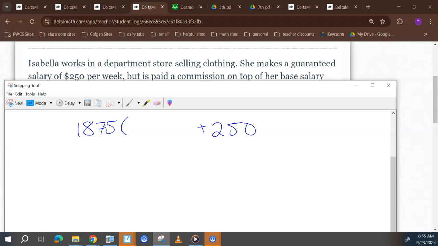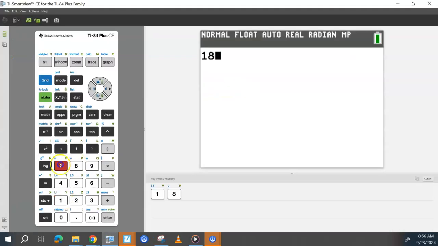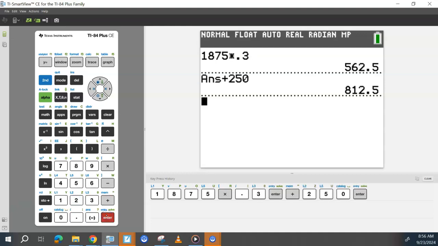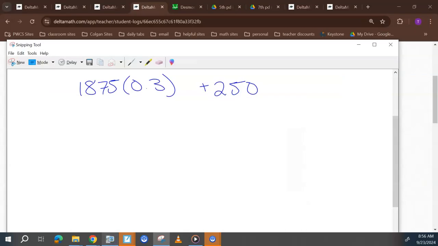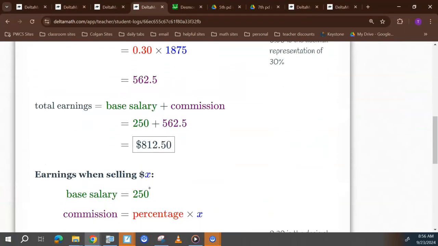And you could put this in as 30% or change it to a decimal, which would be 0.3. And we would multiply these and add this and see what we get. So let's do that really quickly. So then 812 should be what she gets based on these sales. 812.50. Okay? So that was the original. If she made this amount, what would her total salary be?